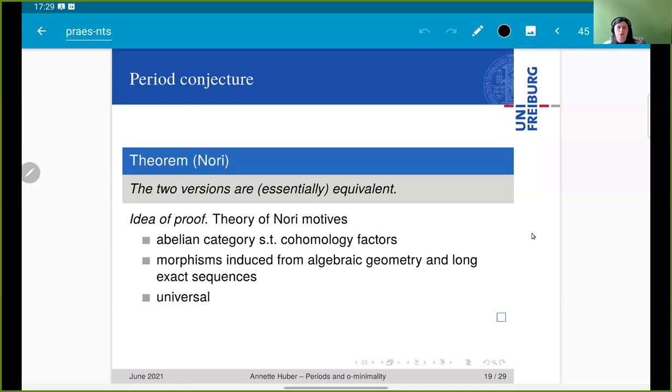So I'm attributing this theorem to Nori, because really the way to prove this is to introduce a theory of motives. That's what he did. He developed a theory of mixed motives. And then using this theory of mixed motives, the Grothendieck version in terms of motives is equivalent to the explicit one written down by Kontsevich. So I've been using the word motive a lot. So let me say a few more words about this.